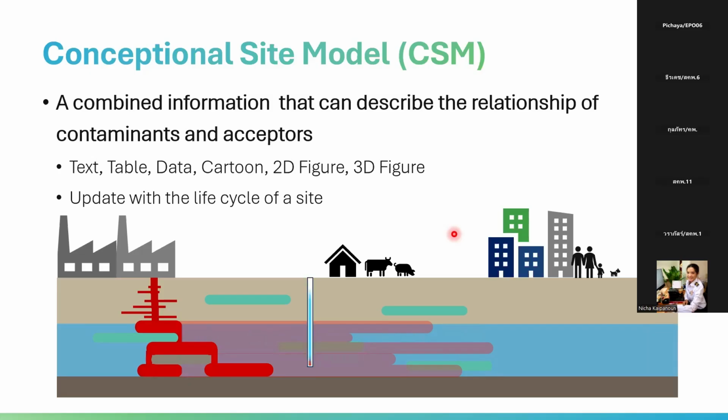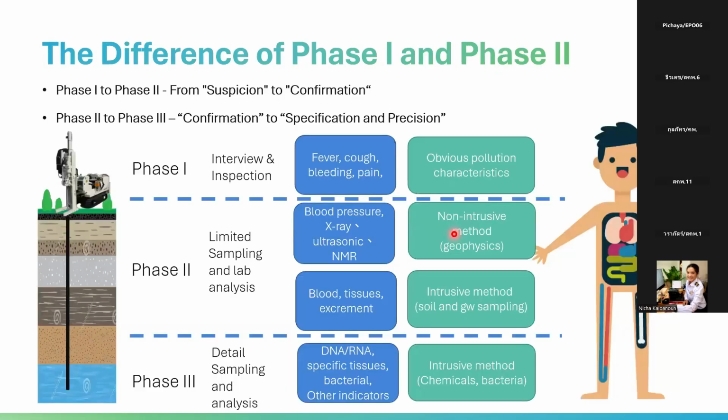Okay. So you are from Phase 1, and we go into Phase 2. What's the difference? The difference is that the CSM in this stage is only a kind of imagination, right? You never go into the site. You just use the old data, the interview results, and the aerial photos to see what may have happened there.